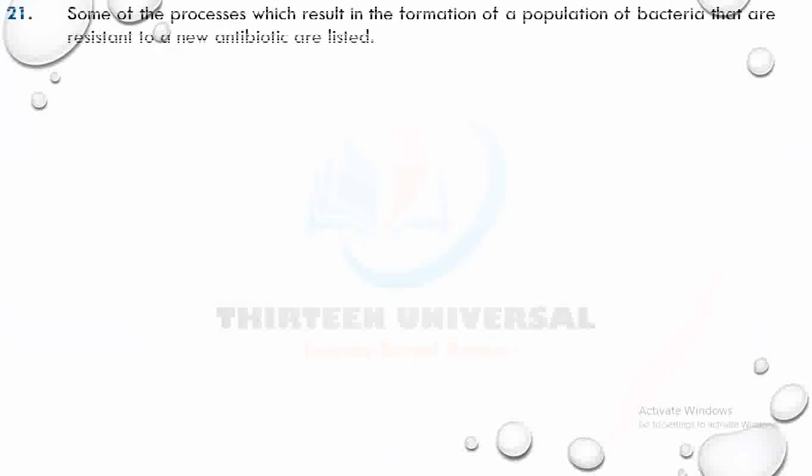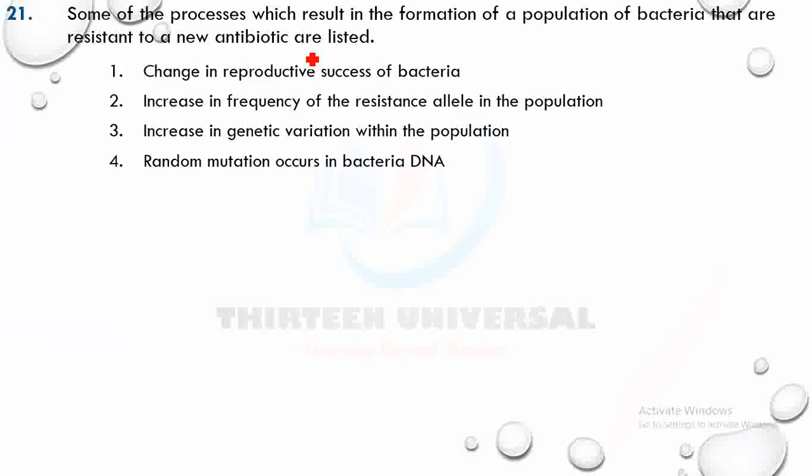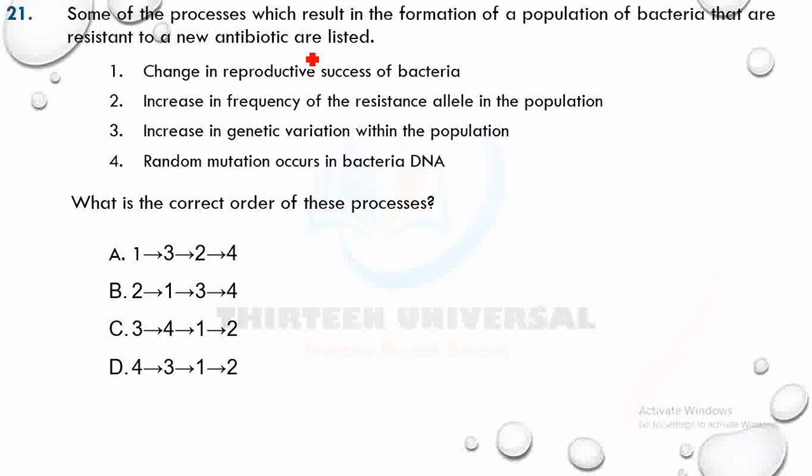Is that okay? Some of the processes which result in the formation of a population of bacteria that are resistant to a new antibiotic are listed. What is the correct order of these processes? Pause the video and try it. Alright, what is the order? Of course, guys, don't forget that you are supposed to solve this question. Try the question by yourself first.